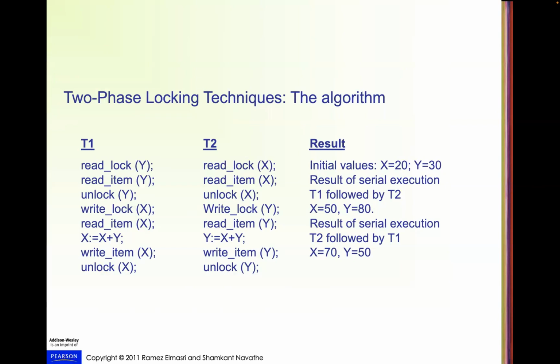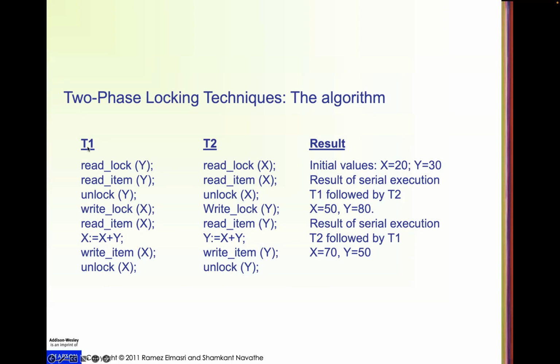Okay, X is how much? 20. Read 20. Now, what is the value of X? X is equal to X plus Y. So 20 plus 30, X becomes 50. If the transaction T1 executes first, X is equal to 20. Okay. And then we are writing item X. 20 plus 30, X becomes 50. And then we write this item X as 50 into the disk, and then we unlock X.